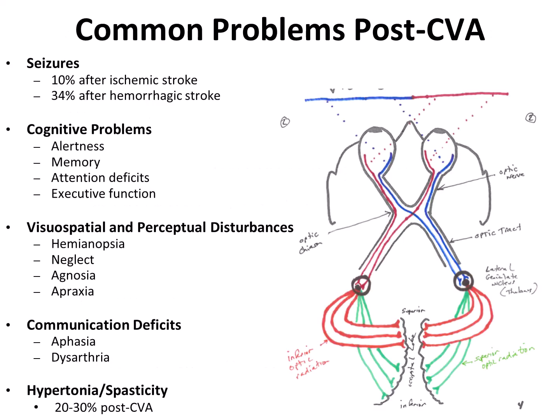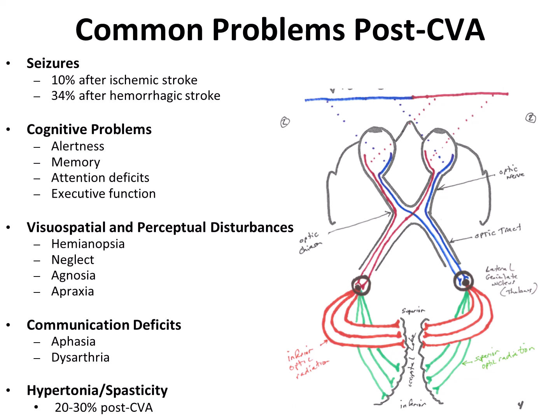This slide just shows some common problems of post-CVA that you may see. Note that seizures, about 10% of individuals that have experienced an ischemic stroke can suffer from seizures, and 34% of patients that have had a hemorrhagic stroke may present with seizures. Really important thing to consider before you make somebody supervision level, always consider min assist, especially early on after CVA.